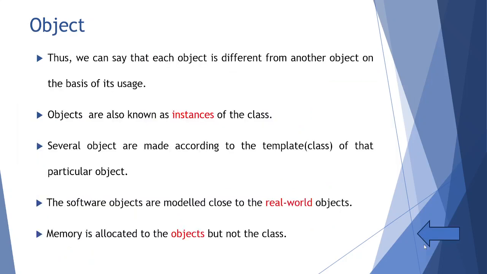Now, we can say that each object is different from another object on the basis of its usage. And objects are also known as instances of the class. Several objects are made according to the template of that particular object, and software objects are modeled close to the real world objects. Memory is allocated to the objects but not the class. Class is a blueprint.